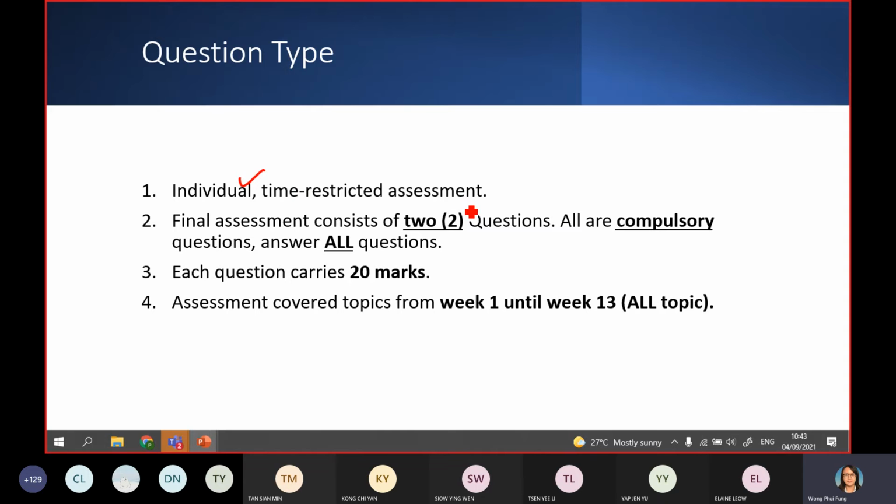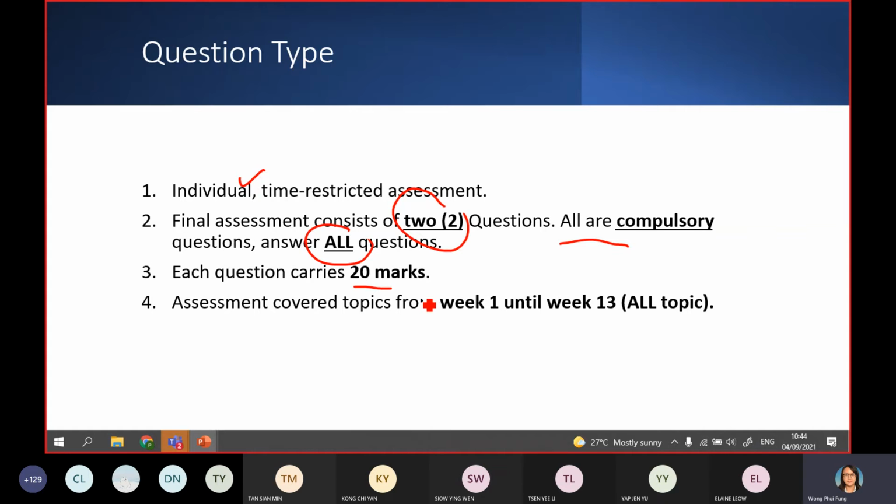So you need to submit before 5 p.m. Similarly to your midterm, only 2 questions. All are compulsory questions. You need to answer all questions. Each question carries 20 marks, 20%. So actually quite heavy, 40%.